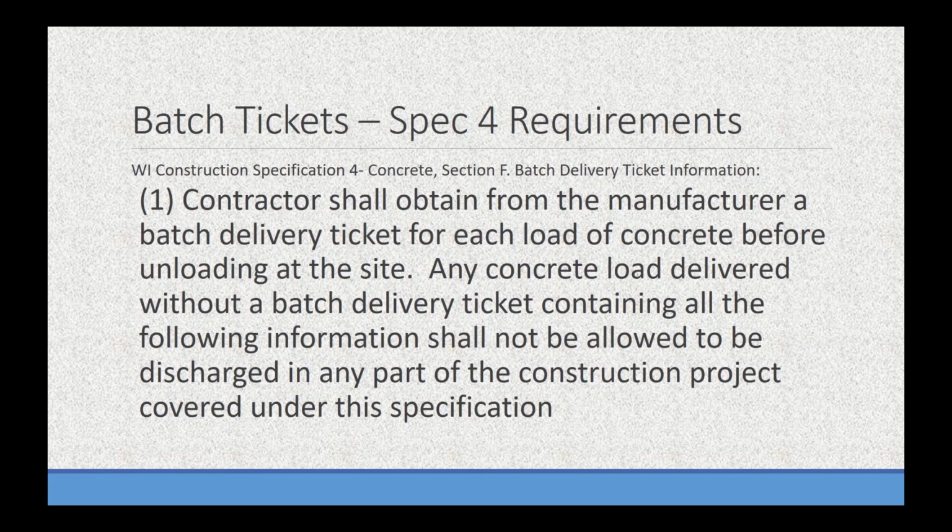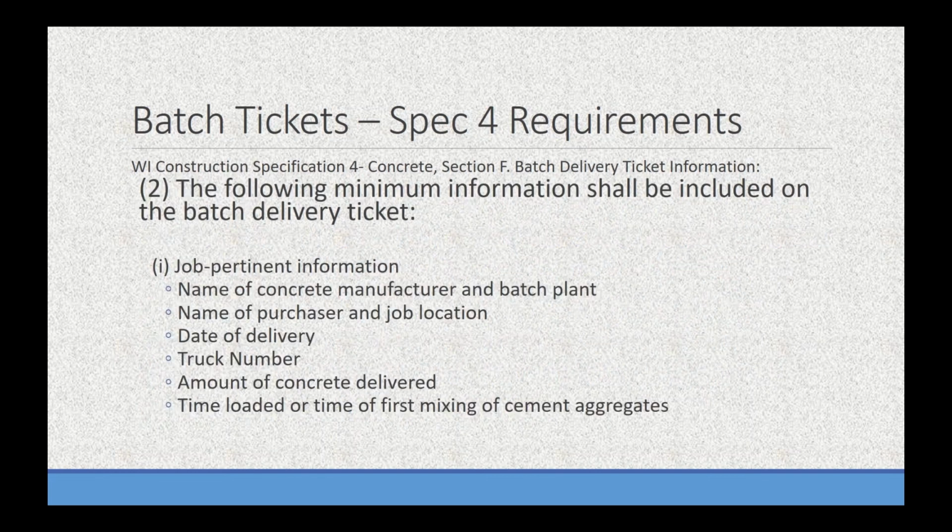So that's bullet item 1. Bullet item 2, we're starting to get into more of the specific information that's required to be on the batch ticket. So the job pertinent information, it's got a list here: name of concrete manufacturer, batch plant, purchaser, date of delivery, truck number, amount of concrete delivered, and then time loaded or time of first mixing of the cement and the water. That's important. Some of those requirements are in Spec 4.